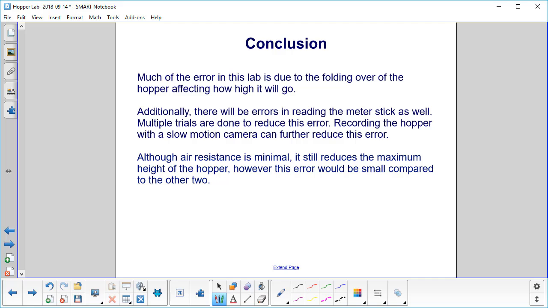Although air resistance is minimal, it still reduces the maximum height of the hopper. However, this error would be small compared to the other two.